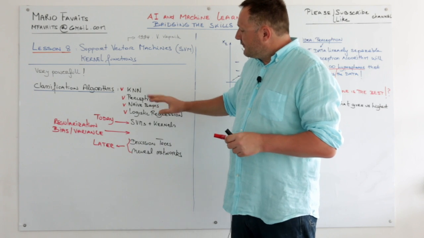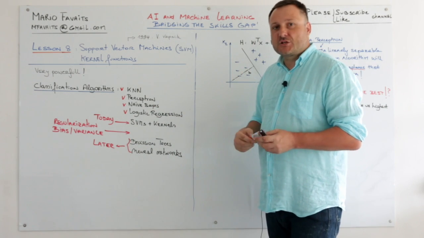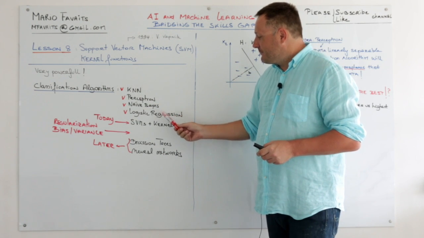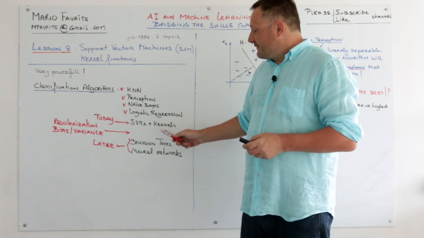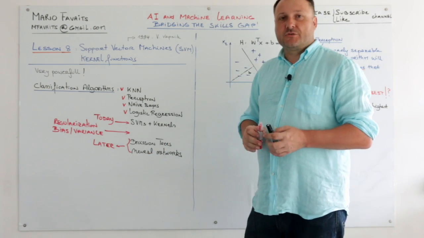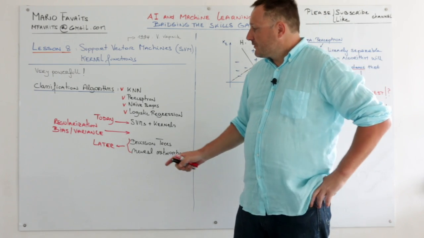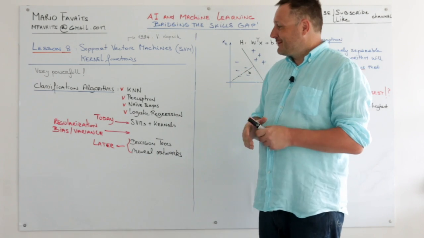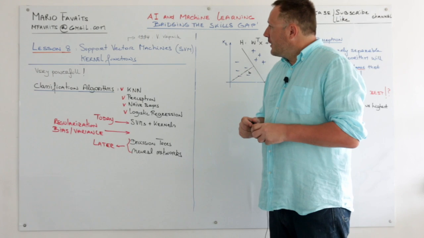Just want to give you an overview again of where we are. We've seen 4 classification algorithms already: k-nearest neighbors, perceptron, naive Bayes, logistic regression. Today we're going to deal with SVMs and kernels. And then before we embark on decision trees and neural networks, we'll have some intermezzo on regularization and bias variance, especially the trade-off between bias and variance.